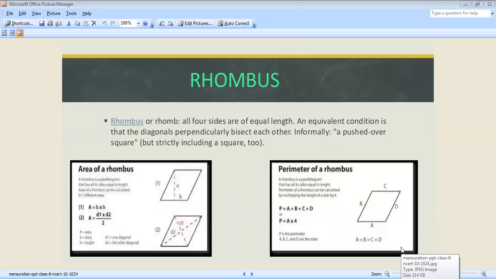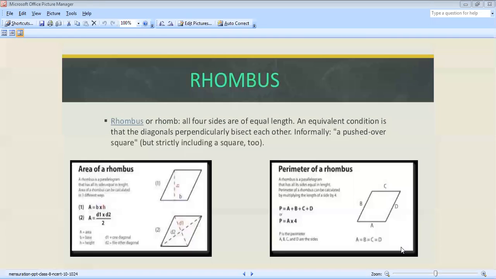Rhombus. Now see the rhombus, or you can call it a rhombus. All four sides are of equal length, and an equivalent condition is that the diagonals perpendicularly bisect each other. See here in the figure, area of a rhombus. A rhombus is a parallelogram, but all its sides are equal in length.